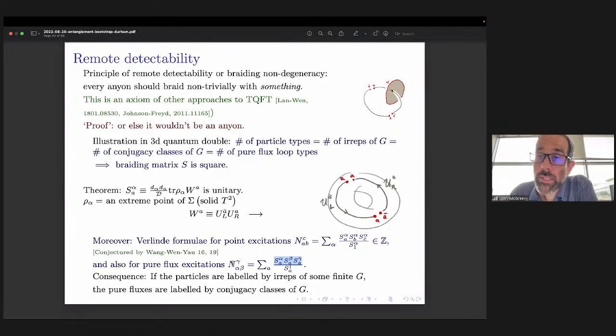And a general consequence of this is actually a constraint on all topological field theories in three dimensions, which is that if we know that the particles are labeled by irreps of some group, then because of the Verlinde formula, we know that the pure fluxes, the loop excitations, are labeled by the conjugacy classes of the group. So this is a constraint on topological field theories.